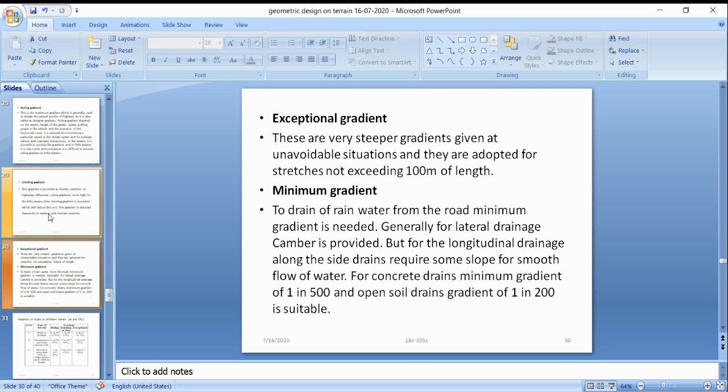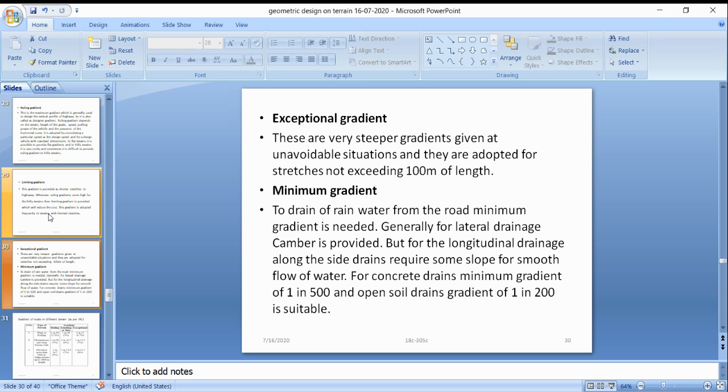Exceptional gradient is nothing but a very steeper gradient given in unavoidable situations. In this, the gradient will be more. Generally we cannot escape providing it, then we will go for the exceptional gradient, and they are adopted for a stretch not exceeding 100 meters. So only 100 meters of length we can provide, not more than that.